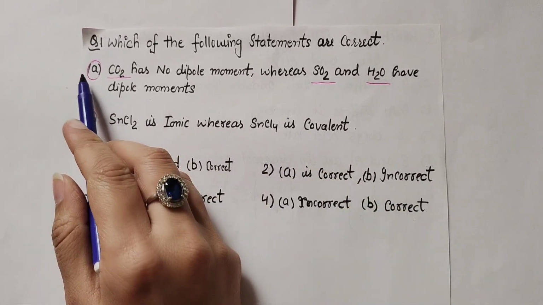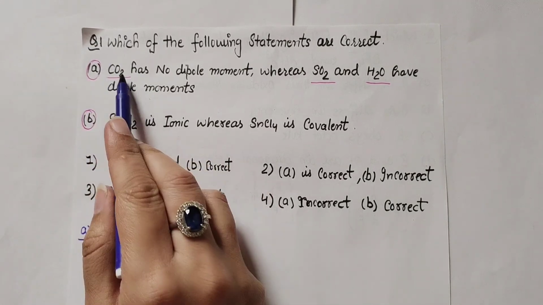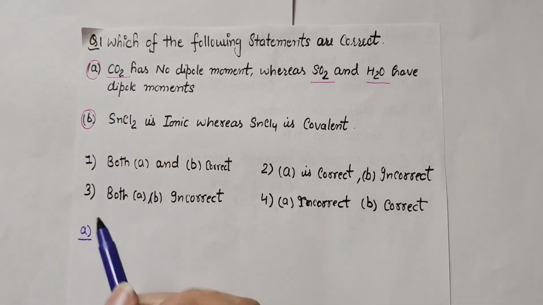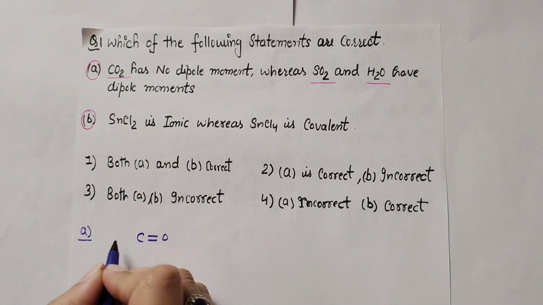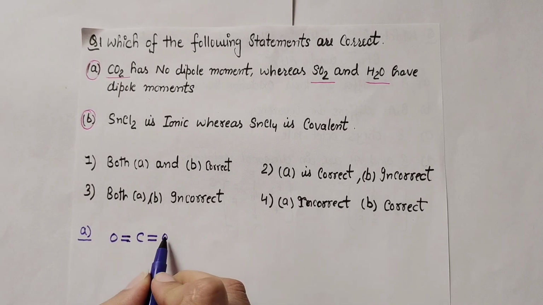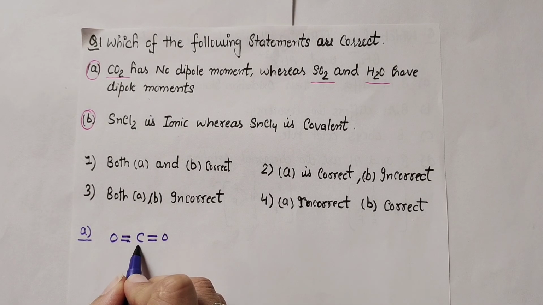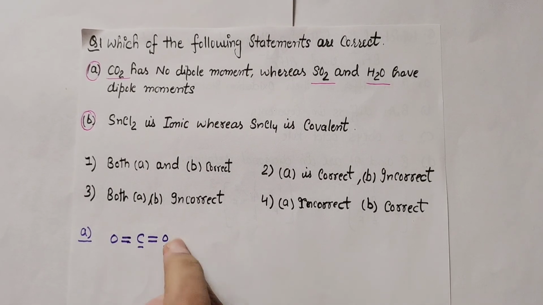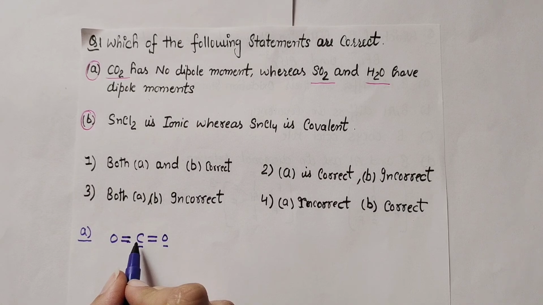So let's talk about the first statement. It says CO2 has no dipole moment. First of all, we should know the structure of CO2. We all know that CO2 is a linear structure. Now let's see that due to the great difference in electronegativity between these two atoms, that is carbon and oxygen, oxygen is more electronegative than the carbon atom.